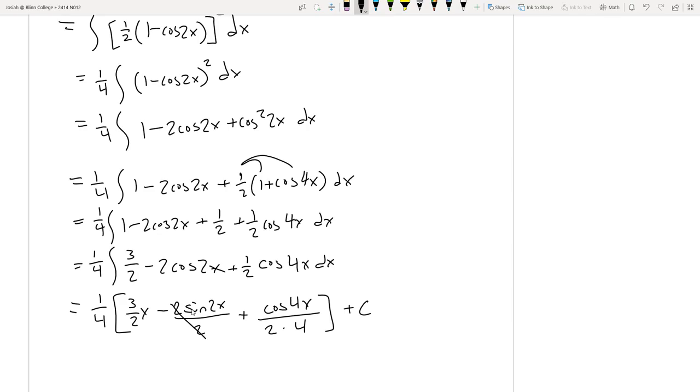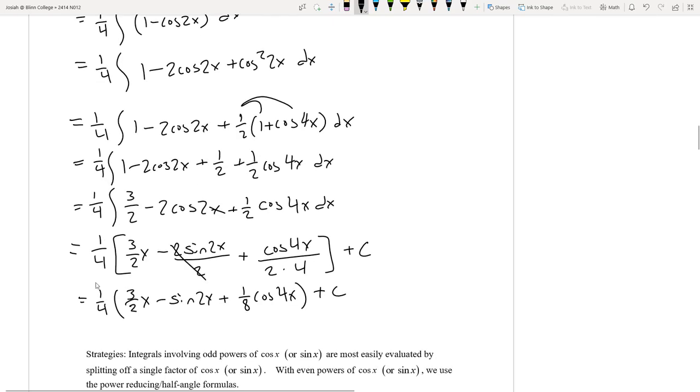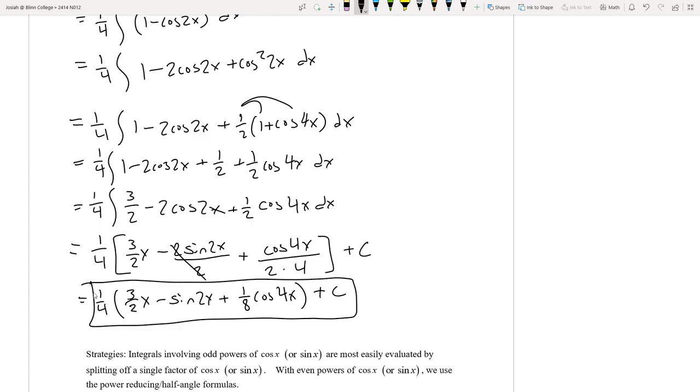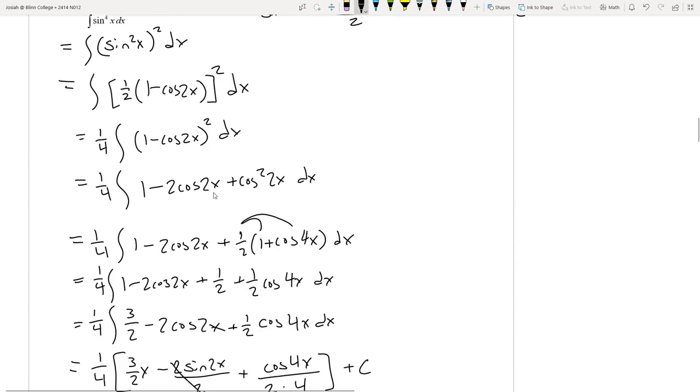So take the derivative, we get cosine, and then we have to take the derivative of the inside, we get the 2. And so we get, let's go ahead and turn that into parentheses. We don't really need the bracket. 3/2 x minus sine of 2x plus, let's say, 1/8 cosine of 4x plus c, and we'll just leave it like that. And so that's going to be our strategy for dealing with an even power on sine or cosine.